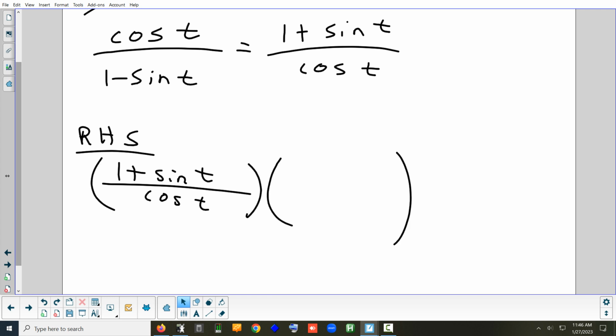What has a conjugate here? The top or the bottom? It's the top. You're not looking at the bottom. That's a single term. For a conjugate, you're looking for two terms. What's the conjugate of 1 plus sine? 1 minus sine.